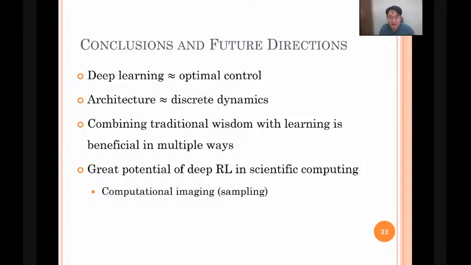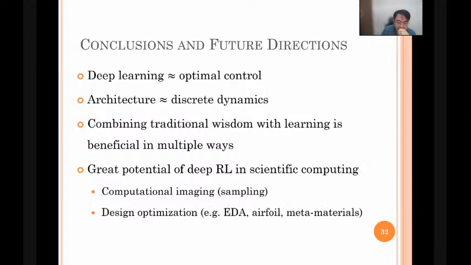Okay, but there are more. Computational imaging is a very, very large field. Medical imaging is just a subset of that. And of course, we have bioimaging and all other imaging modalities. Right now, my students and my colleagues at Peking University and I are trying to use RL, or control, to improve cryo-ET. And also design optimization, for example, EDA, IR4, and metamaterial designs. The object you want to optimize, sometimes, for an airfoil, is a shape optimization. Okay.